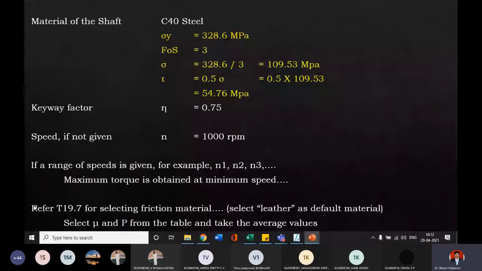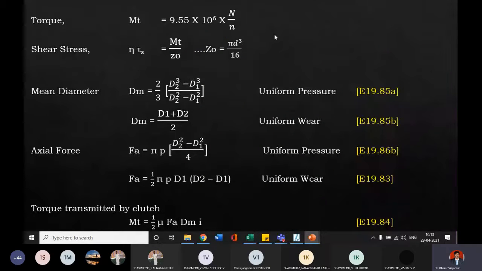So your first equation you have here is MT equals 9.55 into 10 power of 6 multiplied by capital N by small n, and here for shear stress I have used this formula eta into tau s is equal to MT by Z naught, where Z naught is equal to pi d cube by 16. Else, as I said just now, we can use equation 19.49 also.